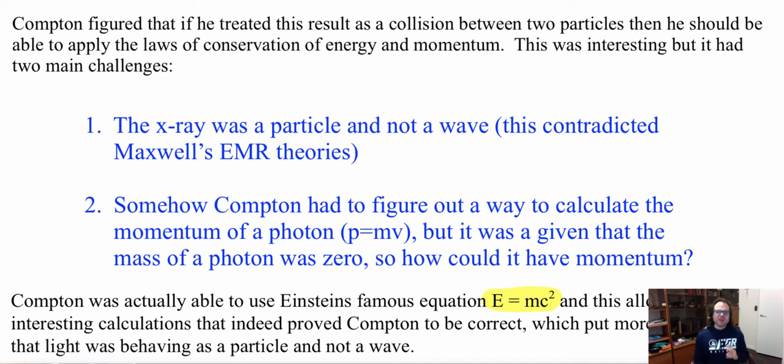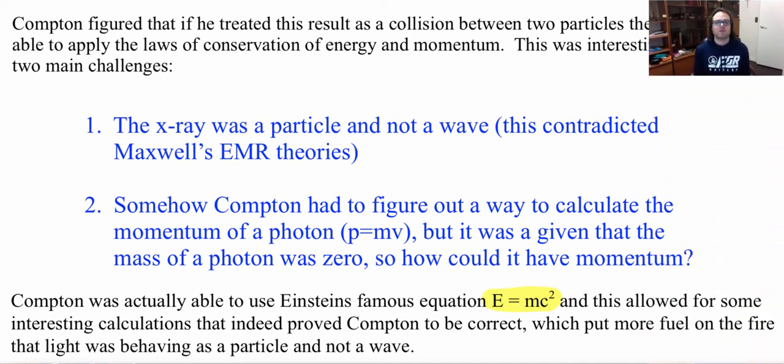But two main challenges came from this. First, we learned before through Maxwell's electromagnetic radiation theories that electromagnetic radiation is a wave, not a particle, and this contradicts that. Secondly, photons or light do not have a mass. So how can it have momentum? If the mass is zero, it cannot have momentum.